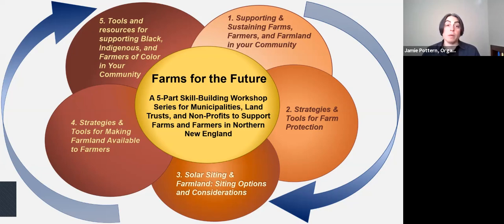So last week's workshop offered a broad overview of the principles and tools for developing more farm-friendly communities. Today we'll dig into tools for farm protection. Next week, you'll have the opportunity to tune in and learn about solar siting in farmland, followed by strategies and tools for making farmland available to farmers. And the last webinar will be tools and resources for supporting Black, Indigenous, and farmers of color in your community. We'll go over the dates of these and other upcoming workshops at the end of this presentation.